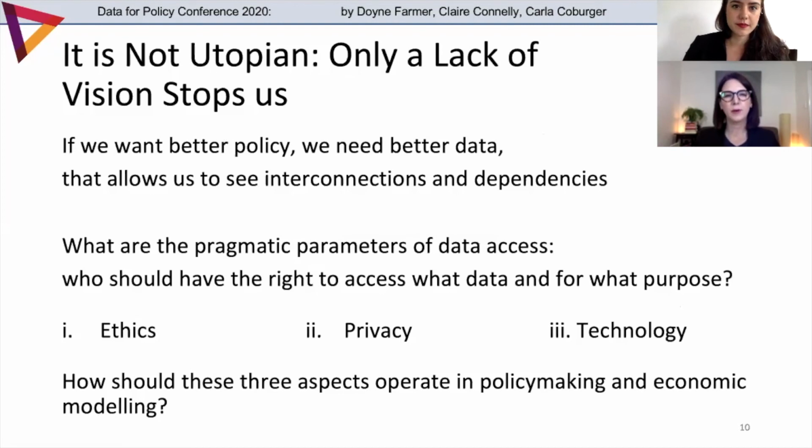If we want better policy, we need better data, and data that better reflects the real economy. The question then becomes one of pragmatic parameters for data access. Who should have the right to access data, and for what purposes? For us, it comprises three main points: ethics, privacy, and technology, and how these three aspects should operate in conjunction in policymaking and economic modeling.